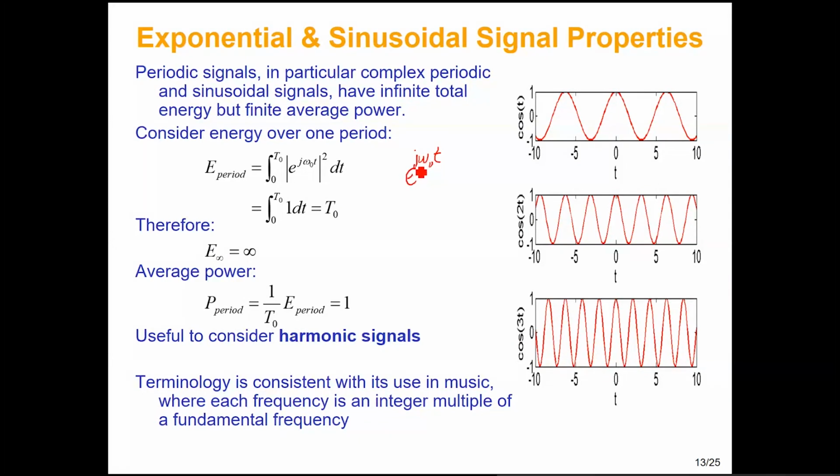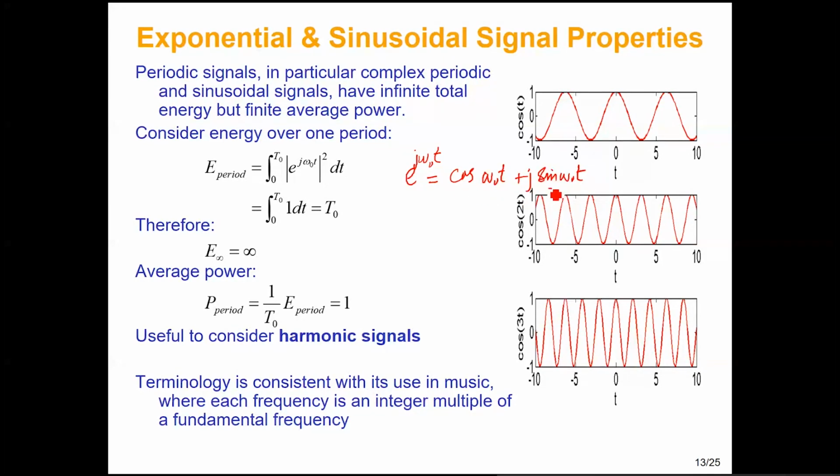We have called this a complex exponent, complex frequency, or simply frequency, because it has a real part which is a sinusoid, cosine omega naught t, and an imaginary part which is also a sinusoid, right? So we can plot the real part.